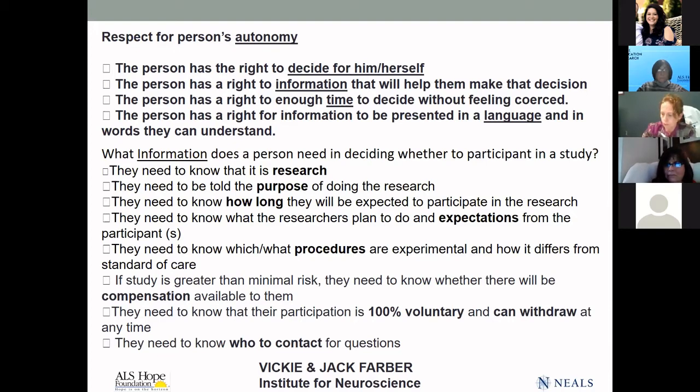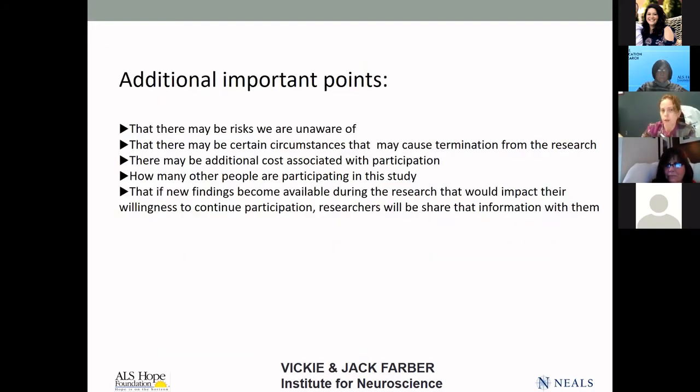Some additional elements that are also being carefully looked at is the mentioning that at this point in time, researchers and clinicians may not know of some risks. So there may be risks that we are unaware of that should be stated. Also, it should be stated under what circumstances it's possible to ask a participant not to continue in research. And those circumstances can be discussed. Also, in some cases, there may be additional costs associated with the participation. That should also be mentioned.